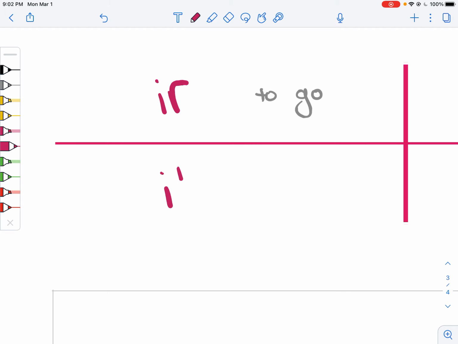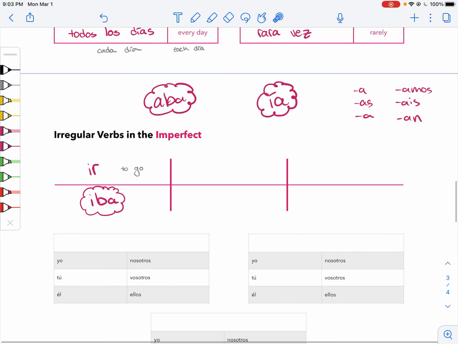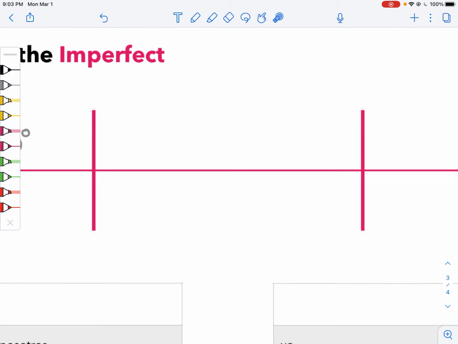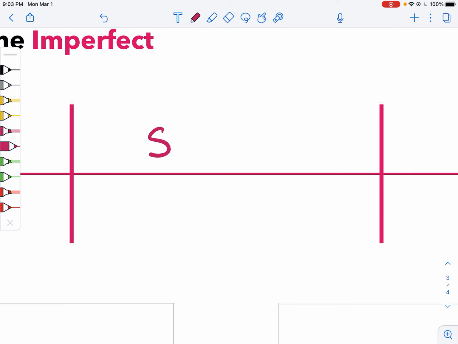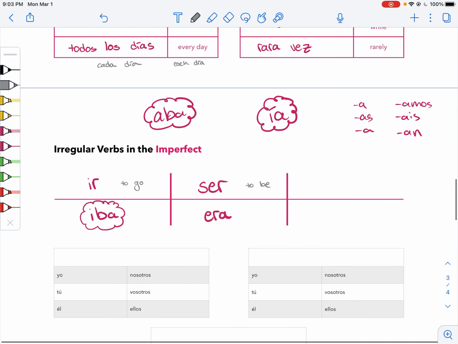With ir, you want to add an iba, and then all the little endings. With ser, you're going to change that to era, with all the little endings. Ser, remember, is to be. So this would be I used to go, I used to be.